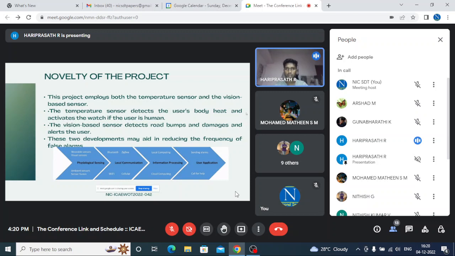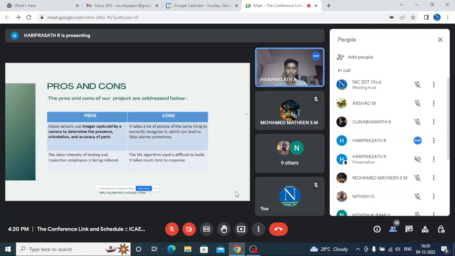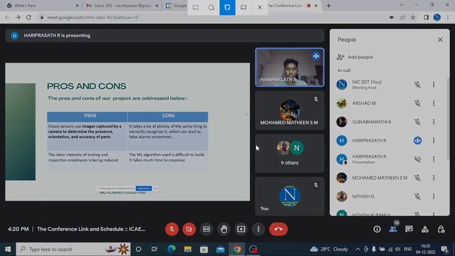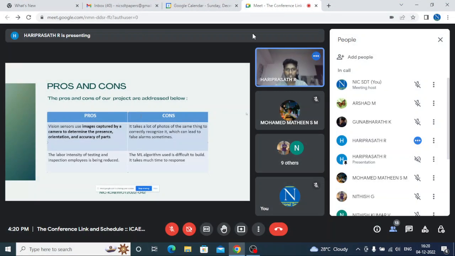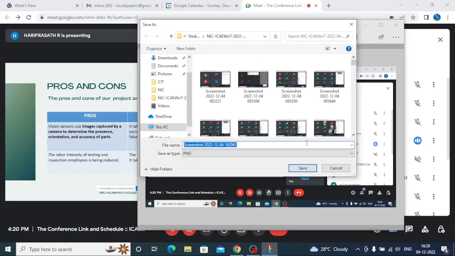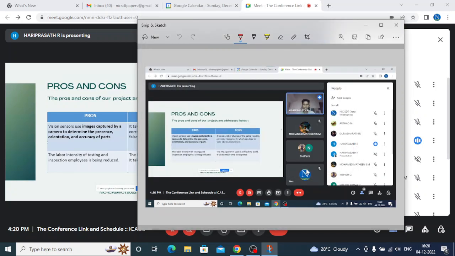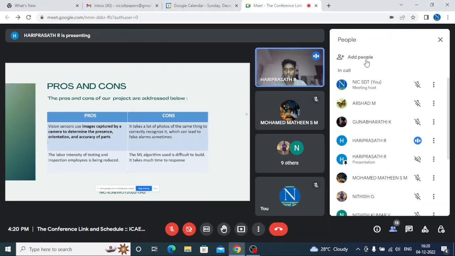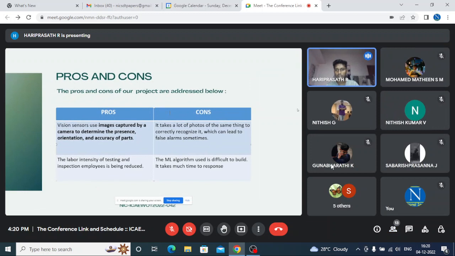And the user application layer is for the watch to send alarms and calls for help. The pros and cons of the project: the pros. Vision sensors use images captured by a camera to determine the presence, orientation, and accuracy of the watch. The labor intensity of testing and inspection employees is being reduced. Cons: it takes a lot of photos of the same thing to correctly recognize it, which can lead to false alarms sometimes. The ML algorithm used is difficult to build. It takes much time to respond.